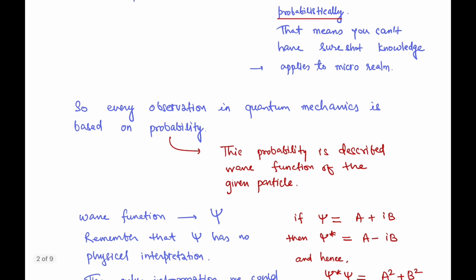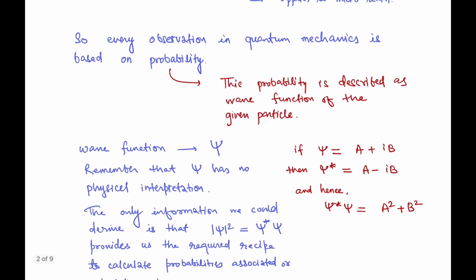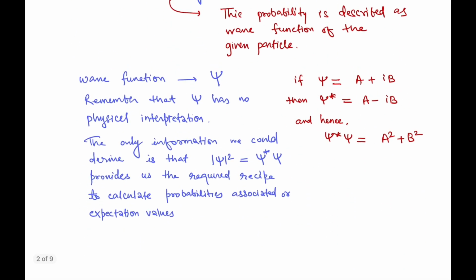So every observation in quantum mechanics is based on probability. And this probability is described as the wave function of the given particle. So now let us know what is wave function.